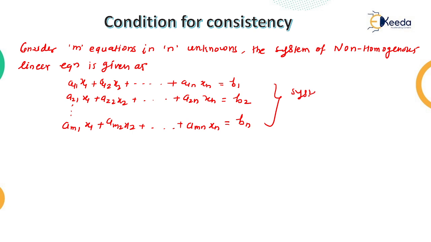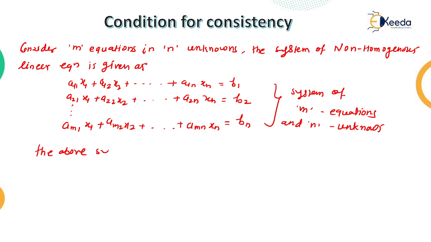This is a system of m number of equations and n unknowns. The above system can be written in matrix form as AX is equal to B. Okay, so in this way you have to write AX is equal to B.